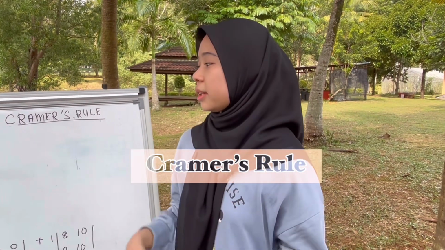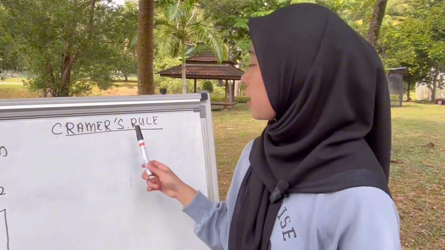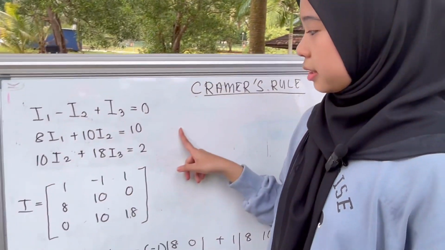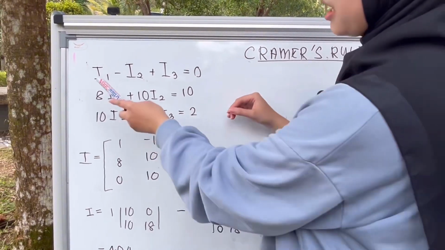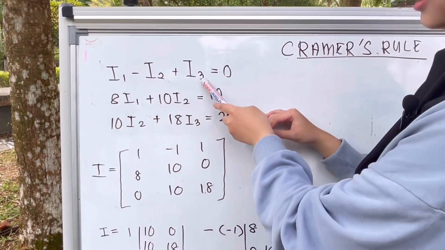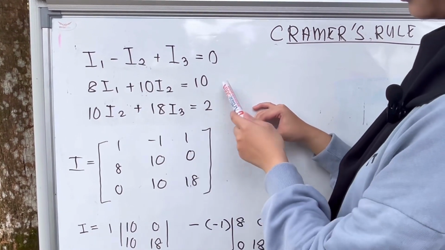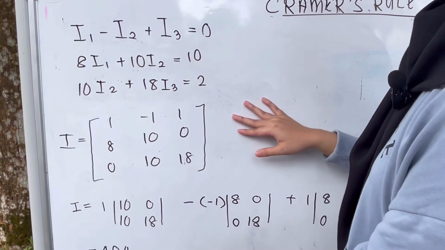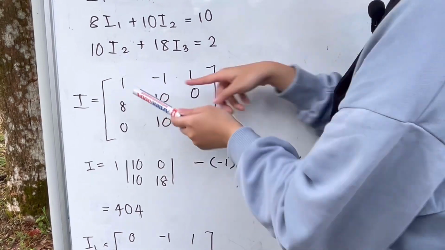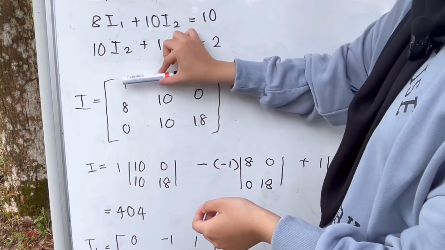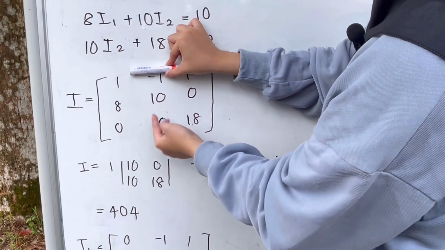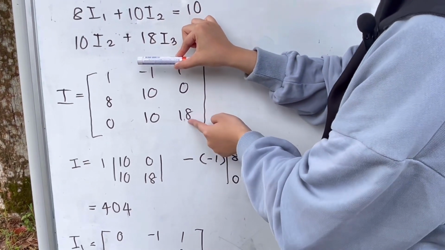So, the last method to solve this problem, we will use Cramer's rule. First thing, do the coefficients, which are I1, negative I2, plus I3, and we put 1, negative 1, 1. Also the other equations. And then first focus on the 1 and close the row and the column and we get 10, 10, 0, 18.